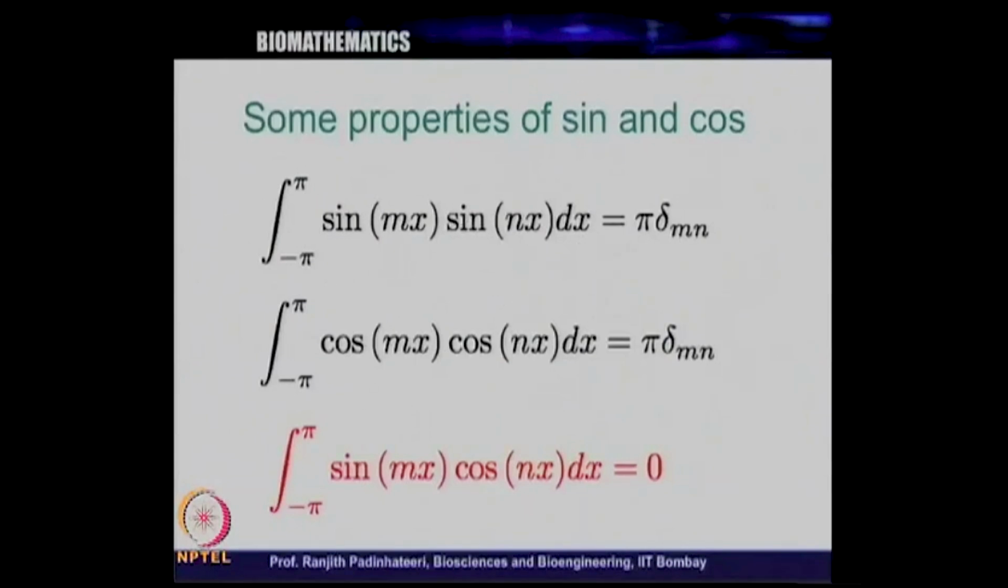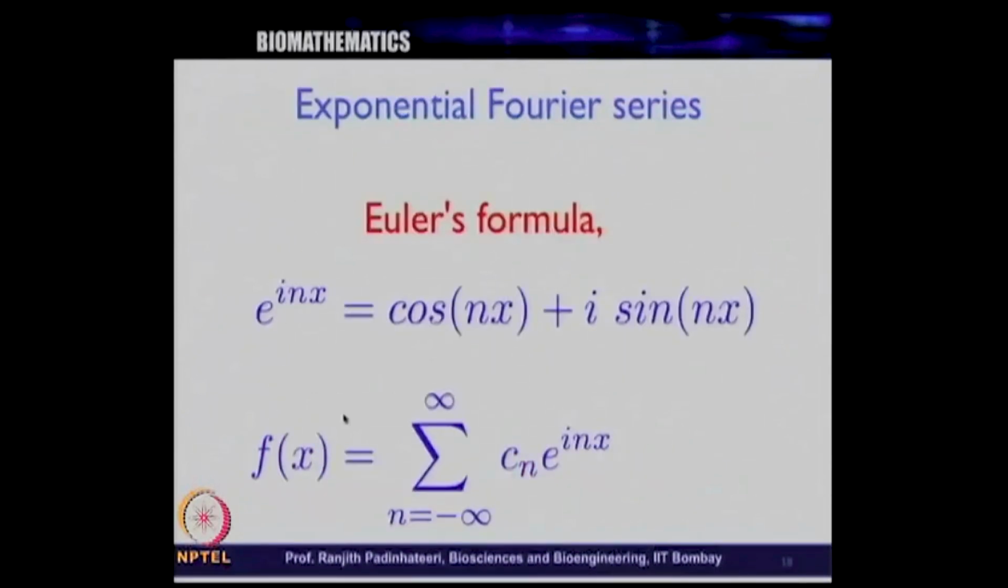So, based on this property, one can expand f of x in terms of e power i n x also. What we said previously is that one can expand any periodic function in terms of sines and cosines. Here we are saying a little more. We are saying a periodic function f of x can be expanded in terms of e power i n x with some coefficient c n, where n goes from minus infinity to infinity. So, the same thing we are saying in a different way.